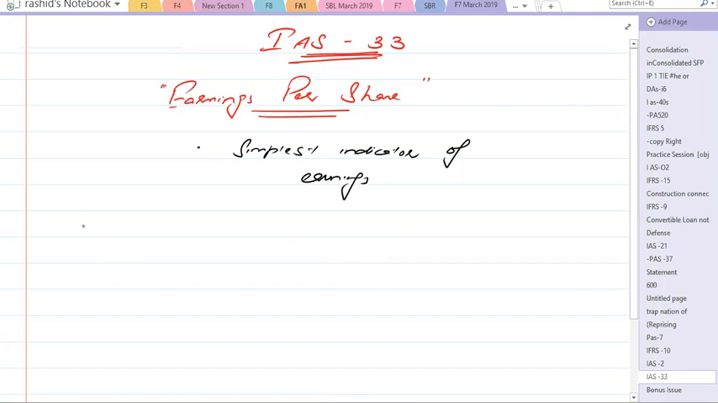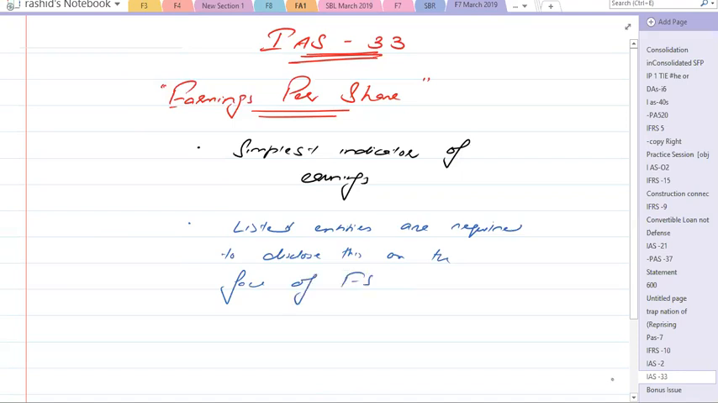Before the calculation, I'll write that listed entities are required to disclose this on the face of the financial statements. So listed entities are required to disclose it.